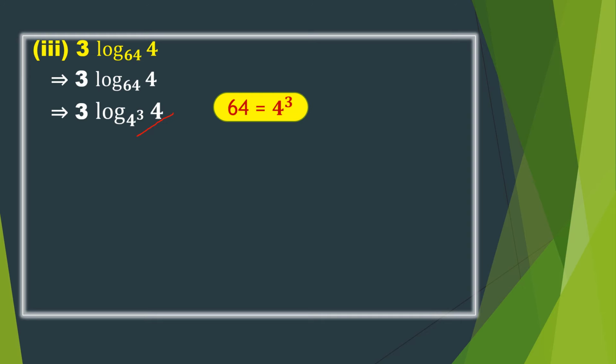Now here this 3, forget about this 3. This 3 I will write as it is only. Now if you see this log, here the superpower and the base are same and in between there is different one, so it will be written as reciprocal. So into 1 by 3 log 4 base 4.